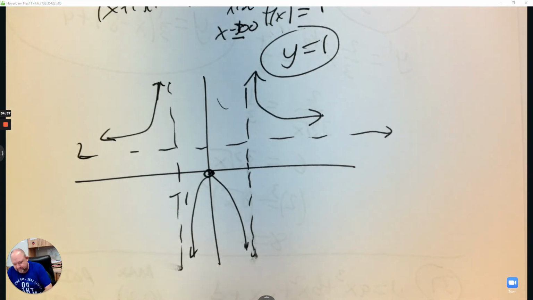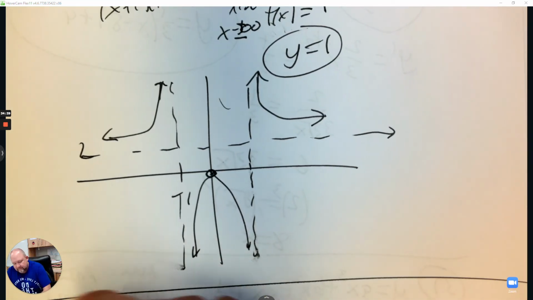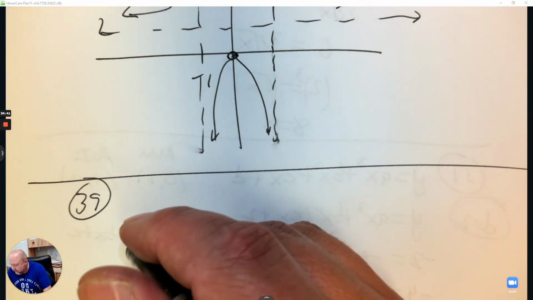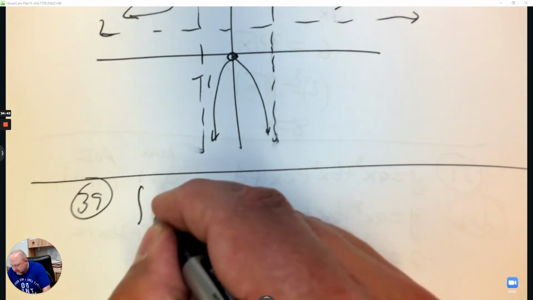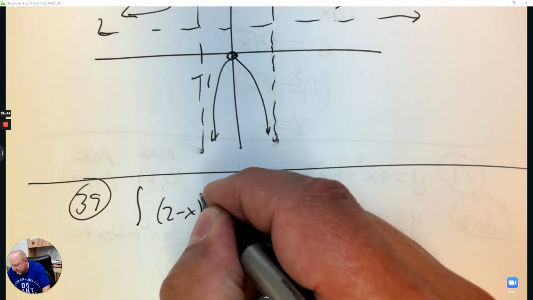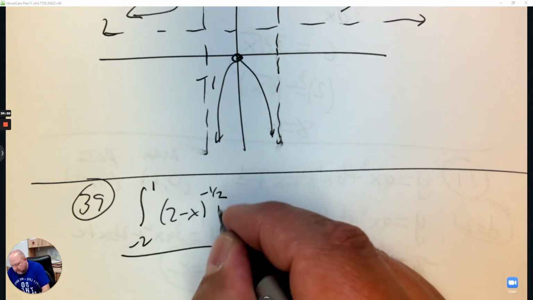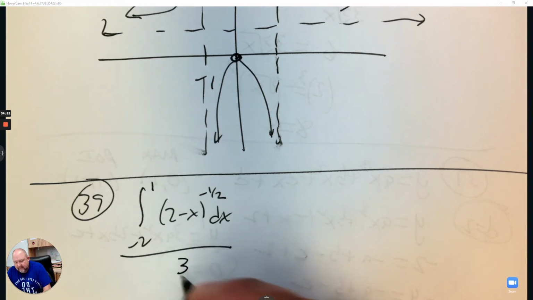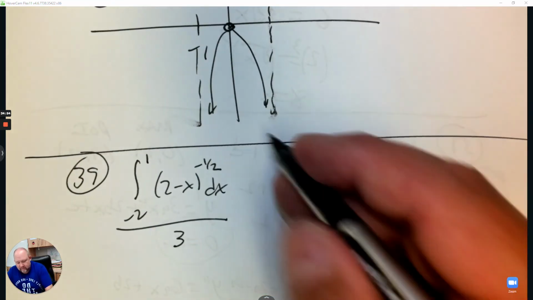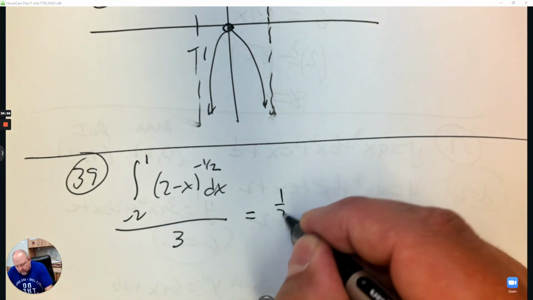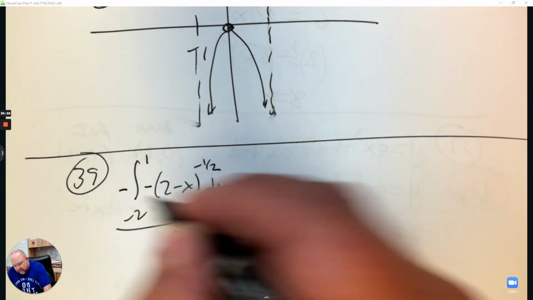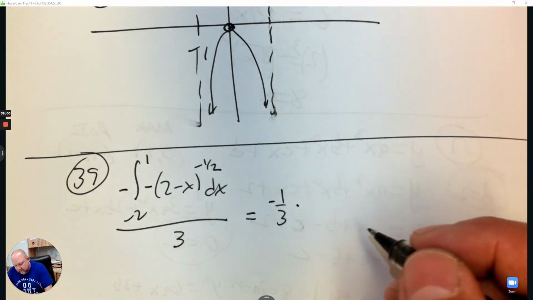39. Average value is an integration question. I'm going to write it calculus friendly from -2 to 1. And then when you subtract it, that number is 3. That's the difference. So we have a 1/3. The hook is negative, so it's going to be negative in front.